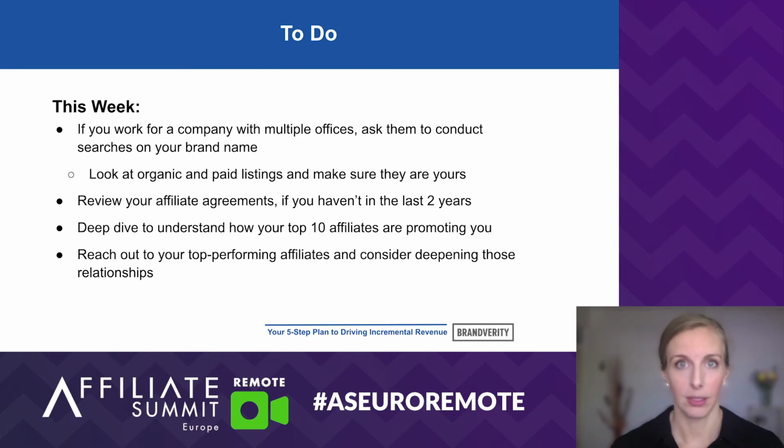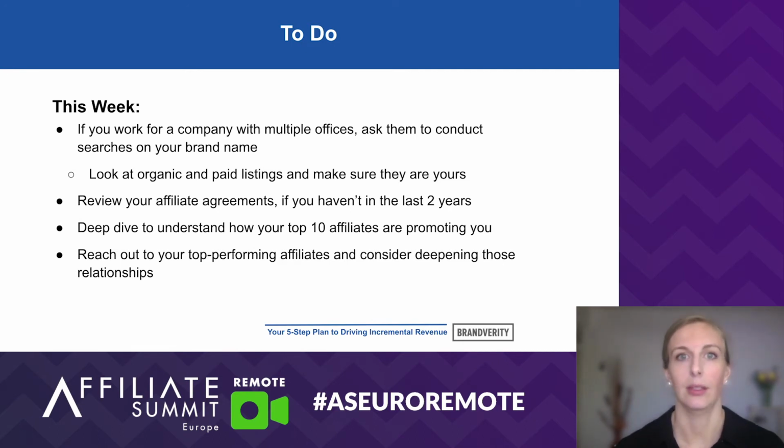Review your affiliate agreements if you haven't in the last 2 years. Hopefully that's something that's quick and easy, and it can help you understand where any adjustments might need to be made. Then deep dive to understand how your top affiliates are promoting you. Really understand where their value add is, and just ensure that's in line with what you need from your program and in line with your broader marketing goals and not infringing on current channels.